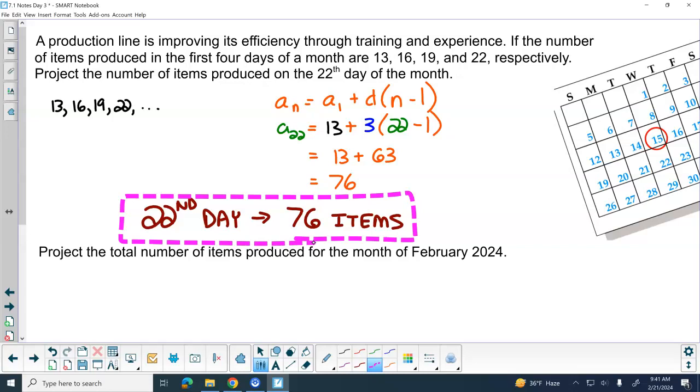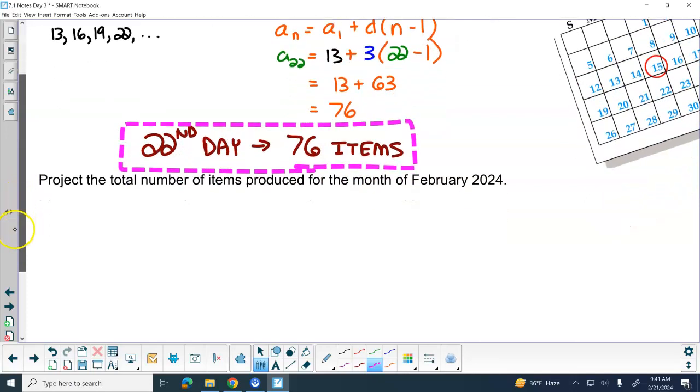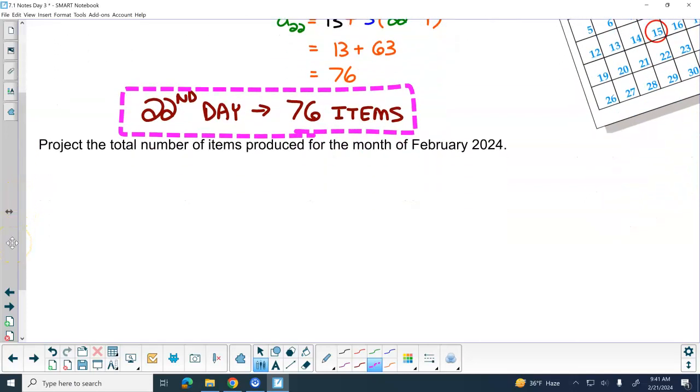Then it said project the total number of items produced for the month of February. Okay, well, that's going to be a sum. Total is sum. So that is going to be S sub n equals n over 2 times A sub 1 plus A sub n. So I need the first term. What was the first term again? 13.